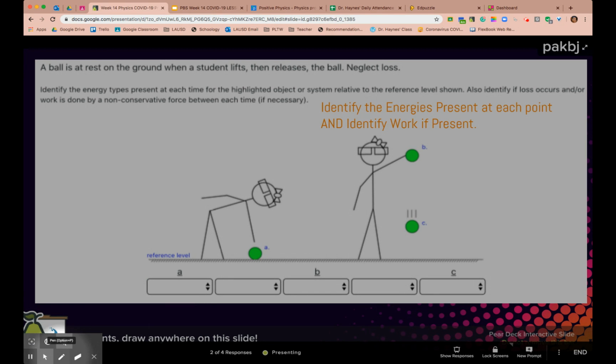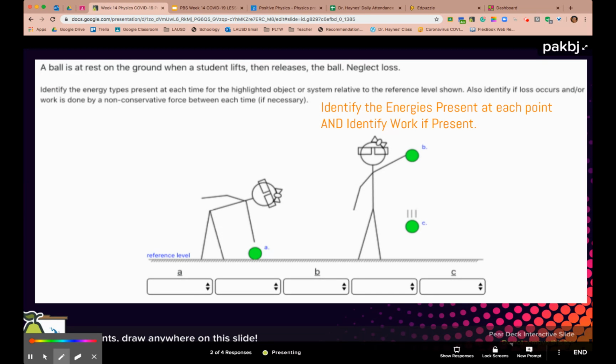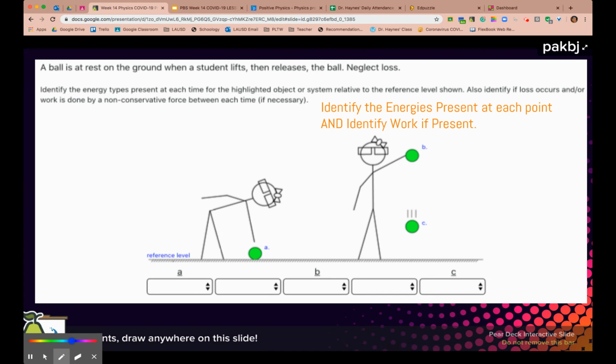Good. I wonder if I can even write. So point A is none. Ooh, I cannot write well. Look at that. That's a W instead of an N.